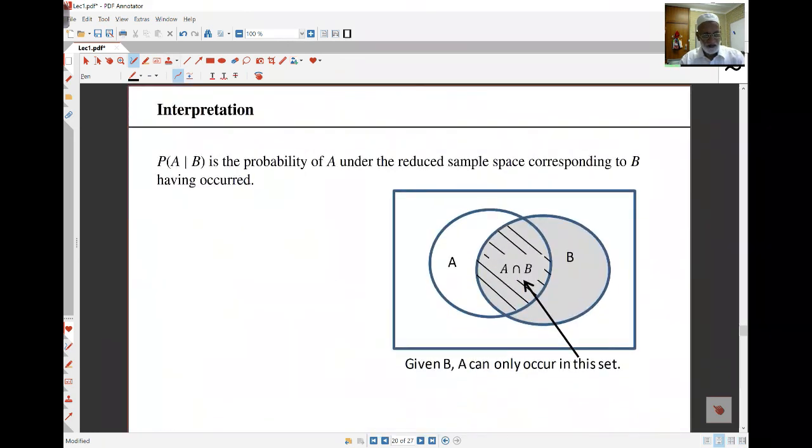Here's a Venn diagram. If I know B has happened, my sample space now consists of only B, and out of that I'm looking at the possibilities of A happening, and that lies in A intersect B. So if B has already happened, A happens only in this part, A intersect B.